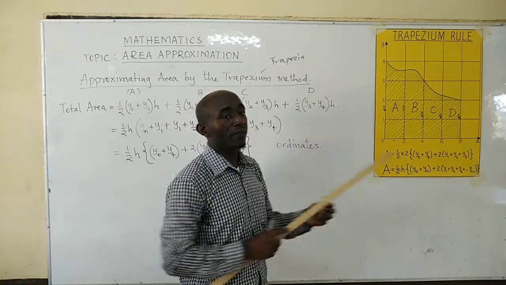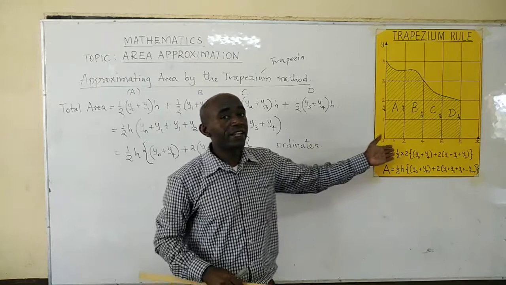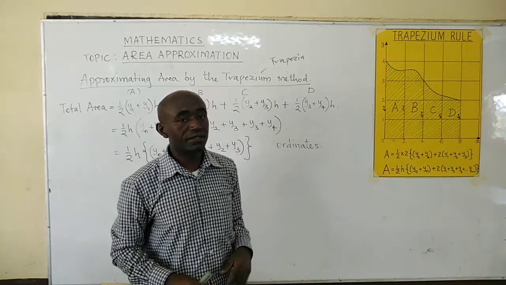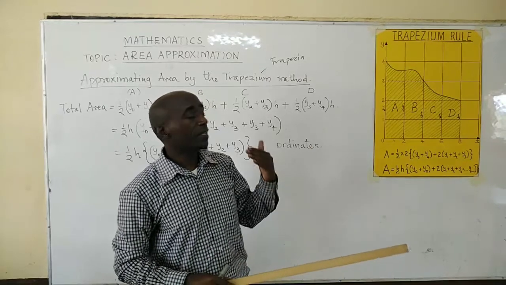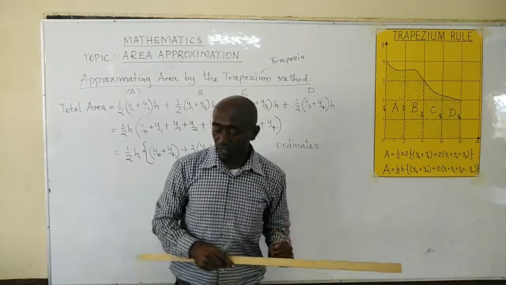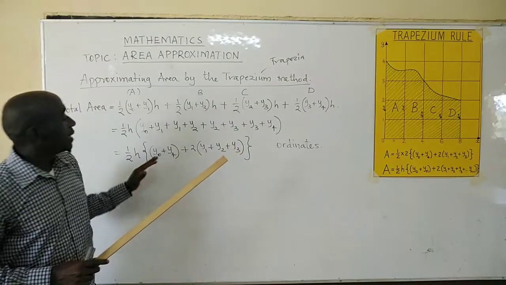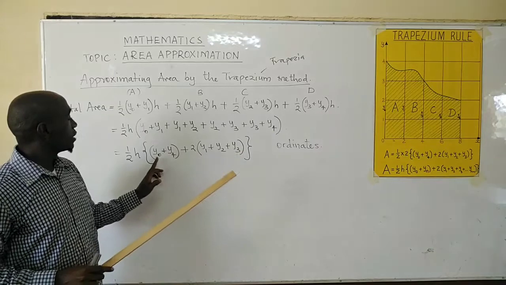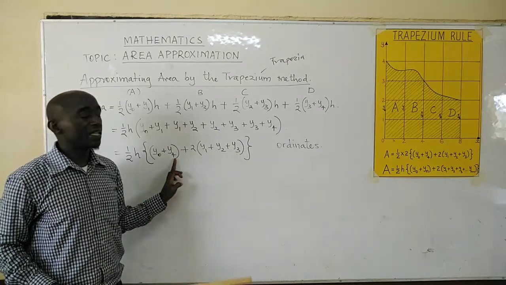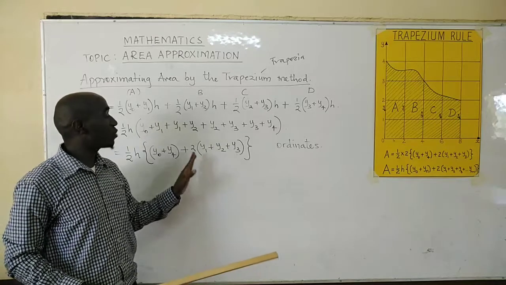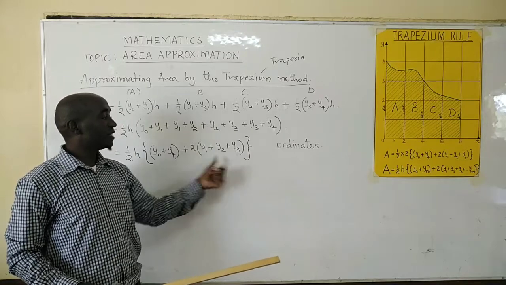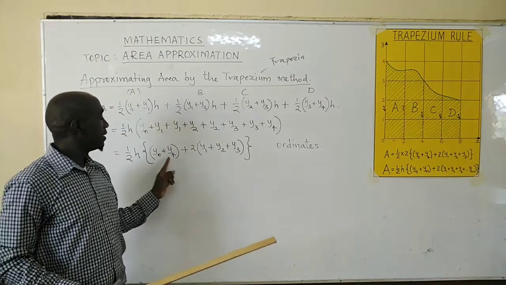If you had divided this shape into maybe 6 ordinates or 8 ordinates, then you will have y0 up to y8 for 8 ordinates. So the formula will be a bit different because it will now be y0 plus y8 if there are 8 ordinates, and then all the rest, that is y1, y2, y3 up to y7, will be repeated. So we just come and change here and here.